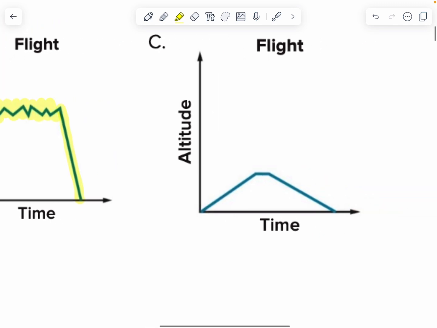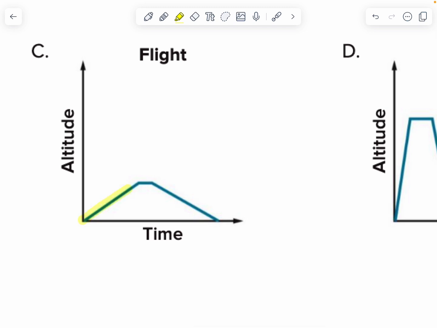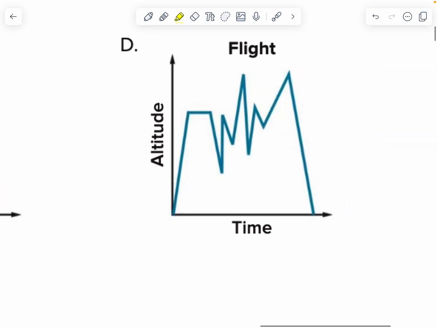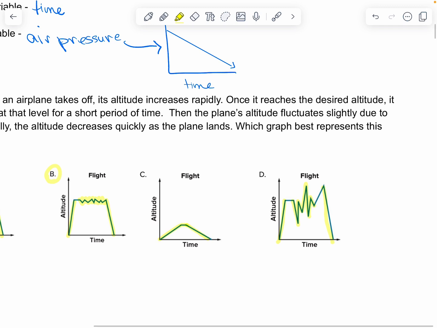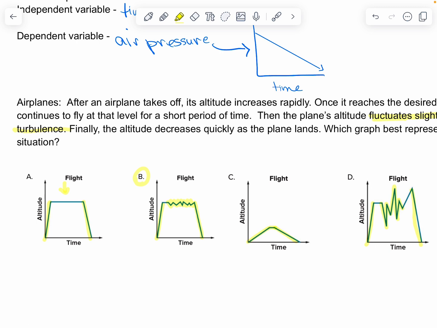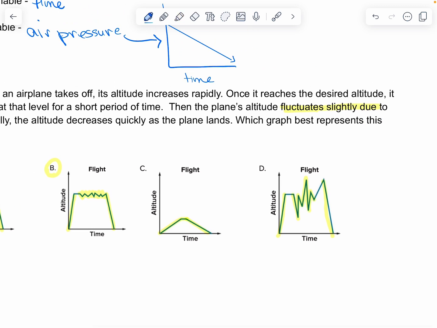I like this. This one says I take off, but it's a slow takeoff. I stay in the air and I never move, and I go back down, but slowly. Now, this one says that I go up fast, I come down fast, but this says I do a lot of up and down. But didn't it say up here fluctuates slightly due to turbulence? Okay, slightly. This one, letter D, that is not slightly. Letter B does slightly.